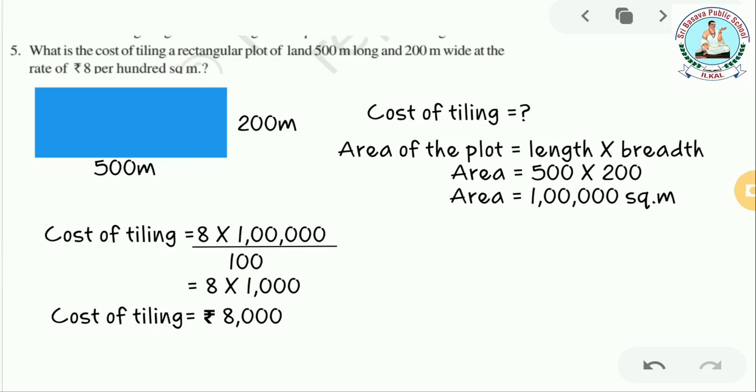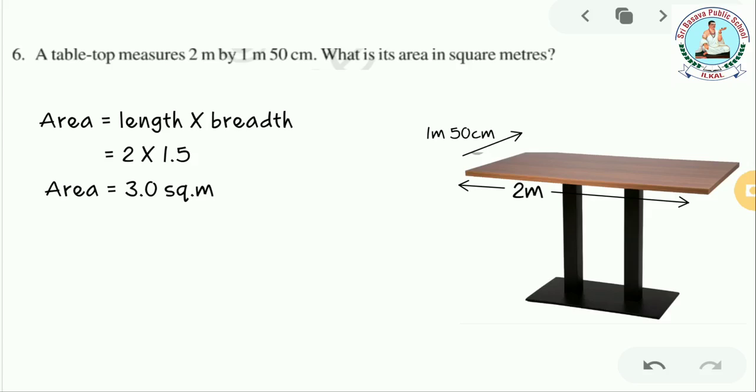Let's move on to the next problem. Your next problem is: a tabletop measures 2 meter by 1 meter 50 centimeter, what is the area in square meter? See here, this is the tabletop and its length is 2 meter, from this edge to this edge. This is the length of the tabletop, and breadth is 1 meter 50 centimeter.